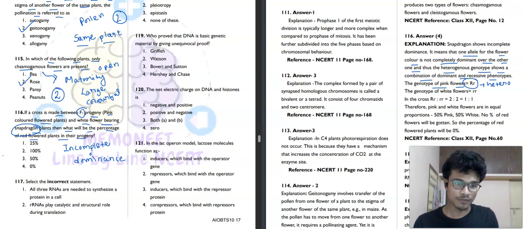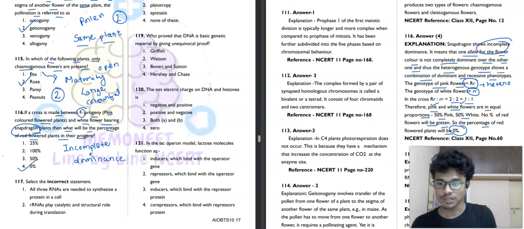Now the genotype of white flowers is rr. So the cross will be made like this. Therefore, pink and white flowers are in equal proportions. 50% pink will be obtained and 50% white will be obtained. The percentage of red flowers will be 0. So the percentage of red color flowers will be 0, because there will be no red color flower, as pink and white color flowers will be there because of incomplete dominance. So the fourth option, 0%, will be your correct answer for this question.